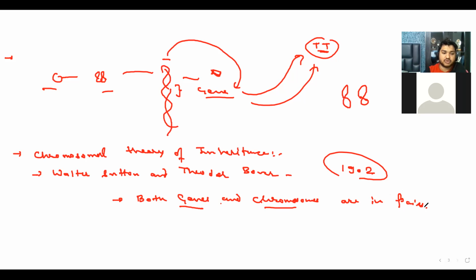Can you tell me any one more similarity? Any guesses? We both have one mouth. No, not about me. About the gene and chromosome.